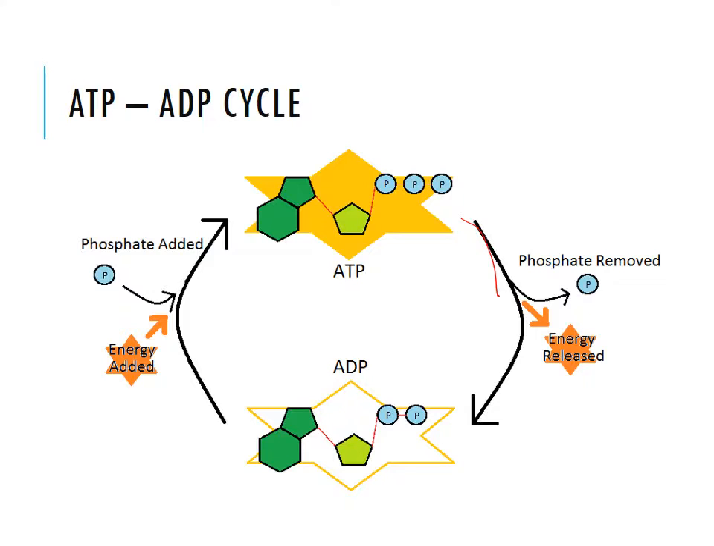As we decide that our body needs to have another high energy molecule, we can add another phosphate, and we'd go ahead and add that potential energy back onto our molecule until the time we determine that we want to break it all off.